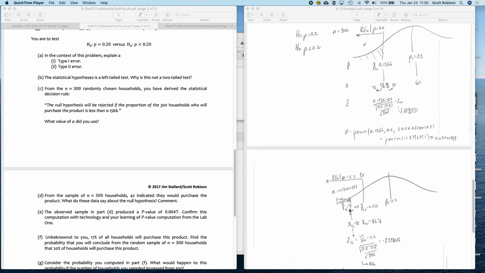Here, the sample proportion is 42 out of 300, which is 0.14, which unfortunately is on the left side of the critical value, which means we would reject. We're in the rejection region. If you were looking at strictly successes, instead of saying 42 out of 300, just 42 is again on the left side of the critical value in terms of number of successes, which is 46.98.